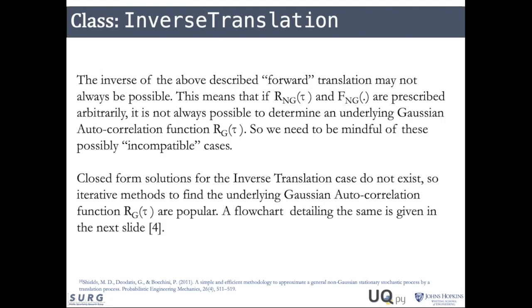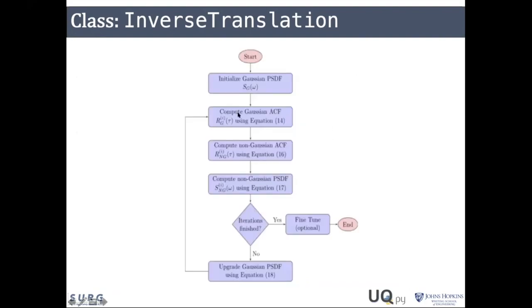And a flowchart detailing the iterative method for estimating the underlying Gaussian autocorrelation function is given in the next slide. The details can be found in the paper by Shields, Deodatis, and Bocchini, a simple and efficient methodology to approximate a general non-Gaussian stationary stochastic process by translation process. And here is the flowchart. It's a simple flowchart, but quite powerful.